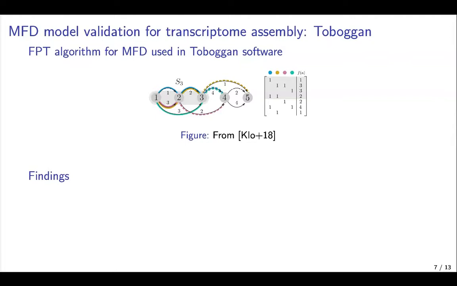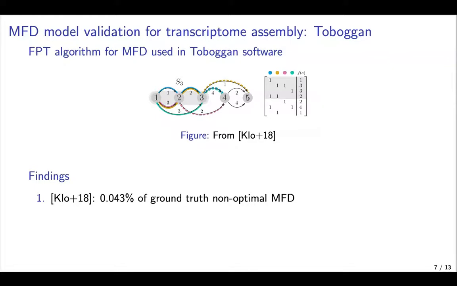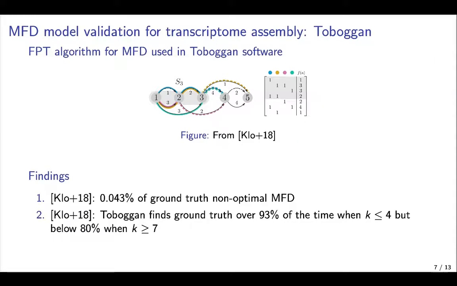With an exact solver, they could test the parsimony assumption for FD in RNA assembly. And generally, they did find that MFD was a good model. Overall, in their synthetic dataset for human transcriptomes, only a tiny number had ground truth decompositions that used more paths than the optimal solution. But their software also finds the correct decomposition most of the time, and they also didn't report on instances where Toboggan was unable to complete in a specified amount of time.